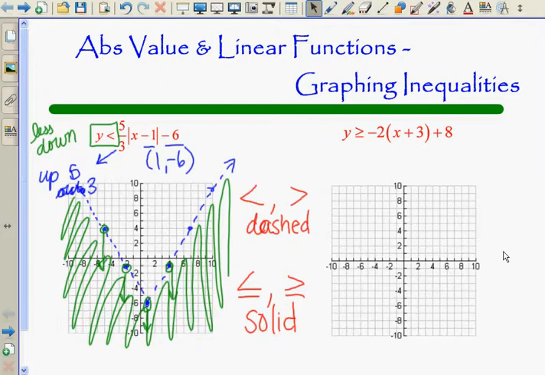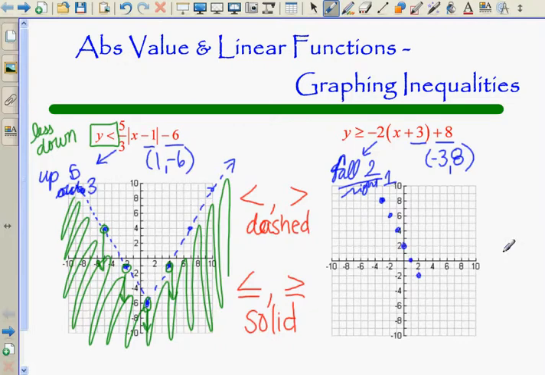Okay, so the next one is a linear inequality because there are no absolute value bars. We still have our point here. It's not a turning point, it's just a regular point. Oops, that needs to be a +8. So -3, +8. And then my rate of change is telling me to fall 1 as I go to the right 2. So I'm going to go ahead and do that. And I'm going to fill up my graph just because I know it will help me with my shading.